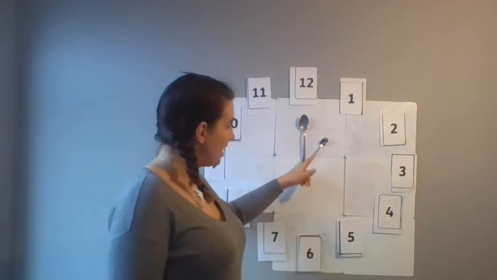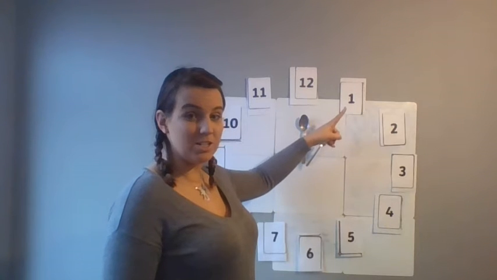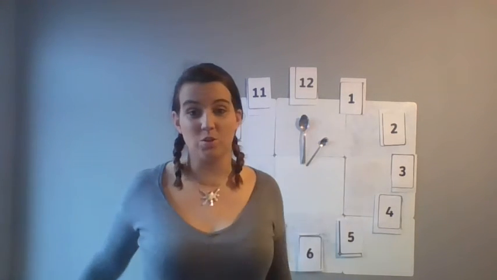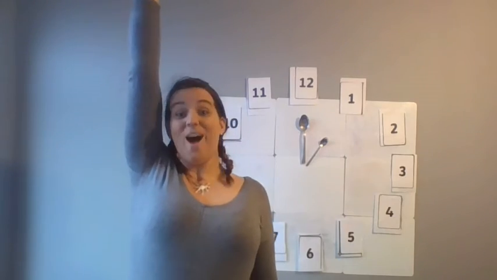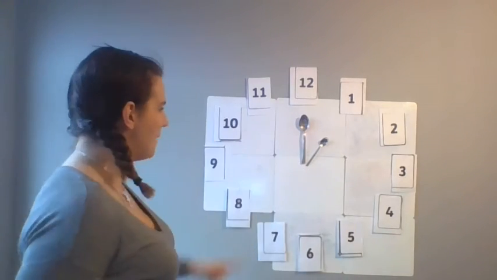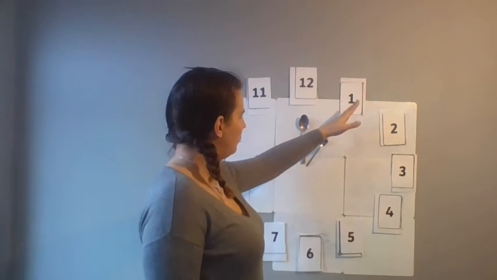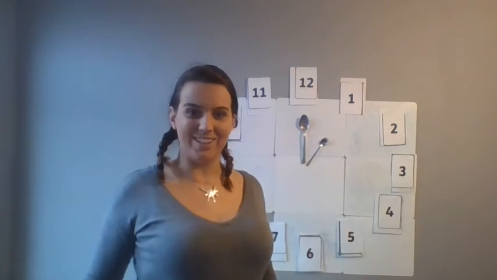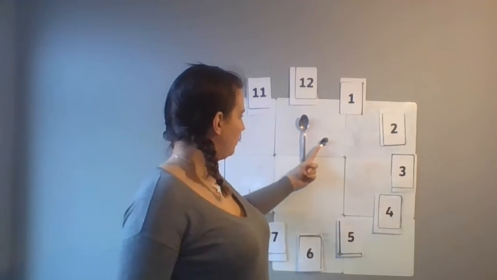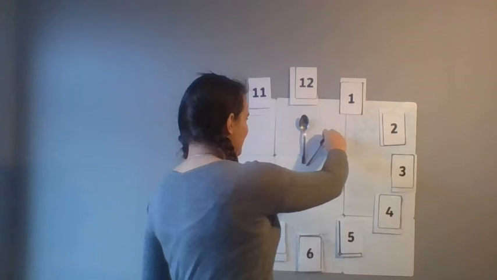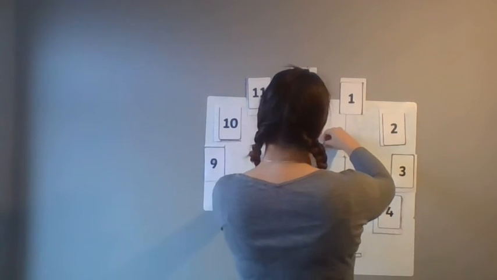Okay, so we know that our little hand is pointing towards number 1. Our big hand is pointing towards 12, so it's o'clock. Good job. So, 1 o'clock. 1 o'clock. Good job.